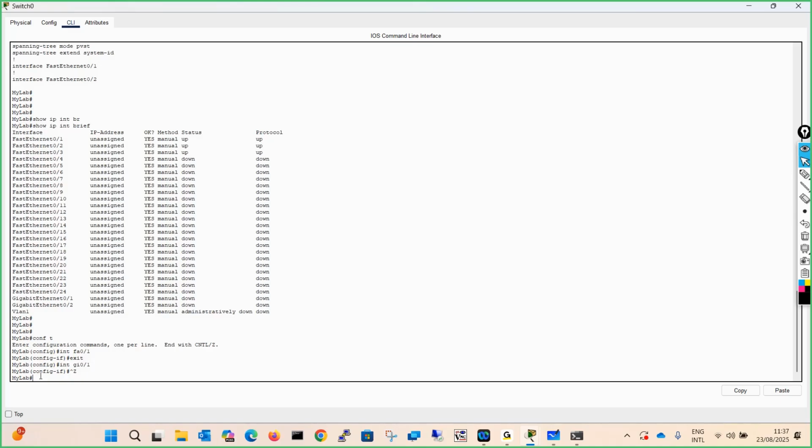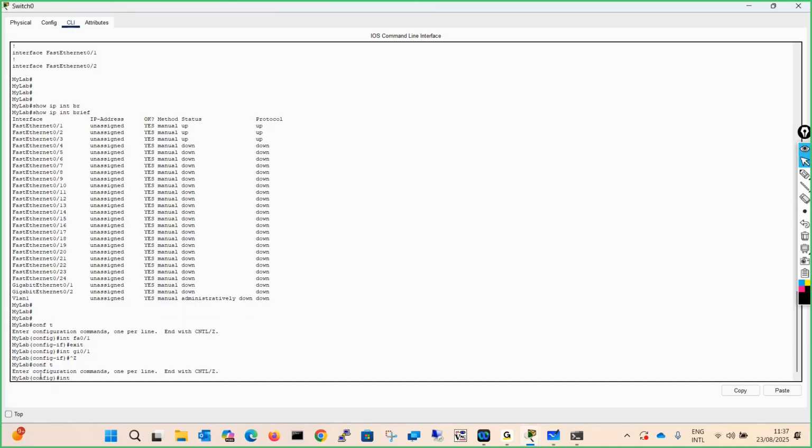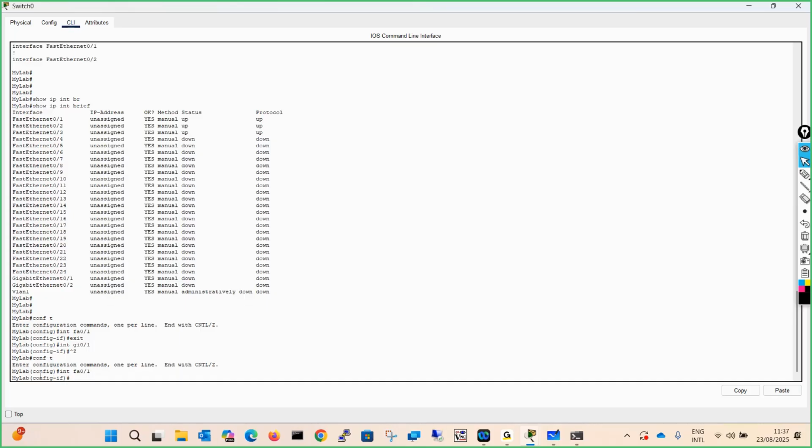Now, please again come to configuration mode. Go to interface mode, int fa 0/1. Now you are in interface configuration mode. So, as the name implies, interface configuration, in this mode you can configure the interfaces.